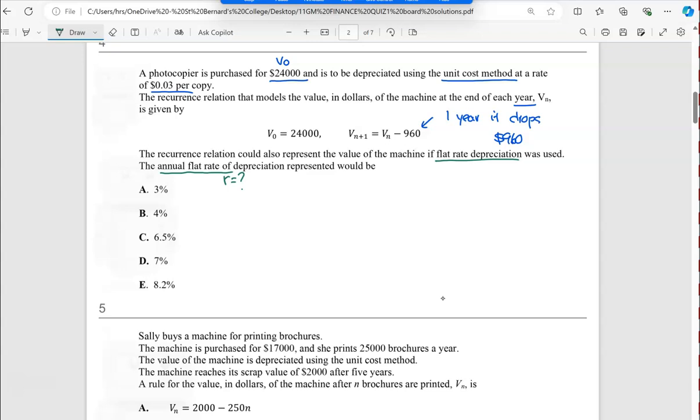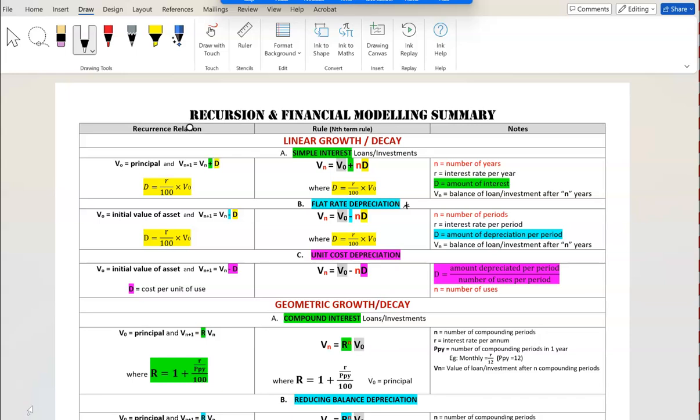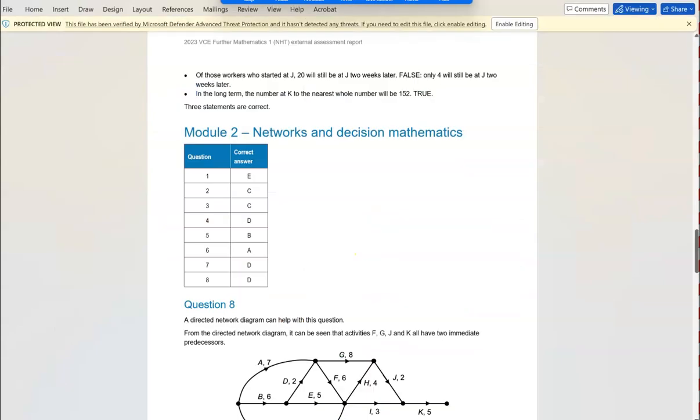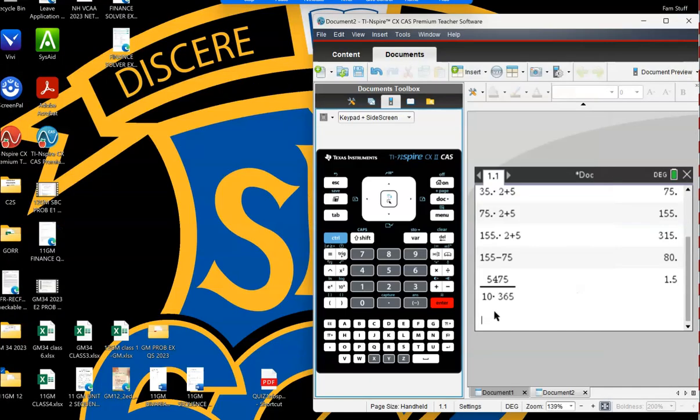So if you go to your formula sheet, okay, so I've gone to the formula sheet and we're looking at flat rate now, and we're looking at the D, because that's the amount of depreciation per period. Now you can see we've got a formula here for D. That's what I'm going to use because r is that little question that I've got to answer. So if I go back to, sorry, oh my God, where's that?